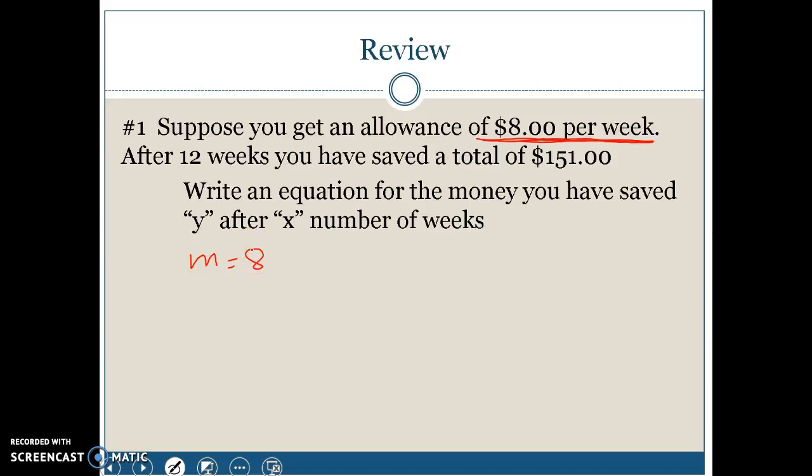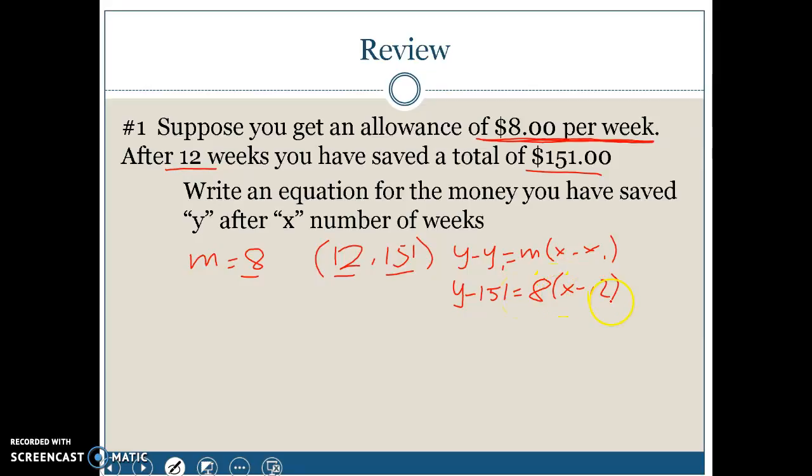Here's another thing they've given us. After 12 weeks, this is a particular point in time. After 12 weeks, we have $151. So what they've given us is a point and a slope, and we should know how to do this. We're going to take the point-slope formula, which is y minus y1 equals m times x minus x1, and plug in our point, our x value, our y value, and our slope. So it's going to be y minus 151 equals our slope, which is 8, times x minus 12.